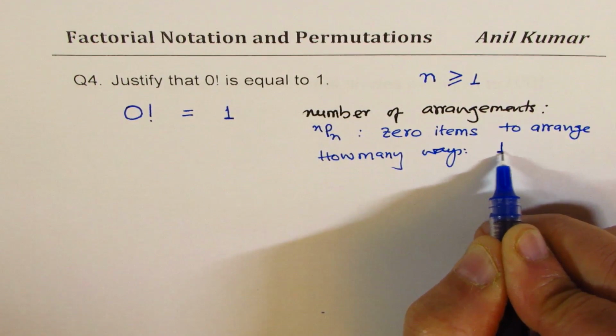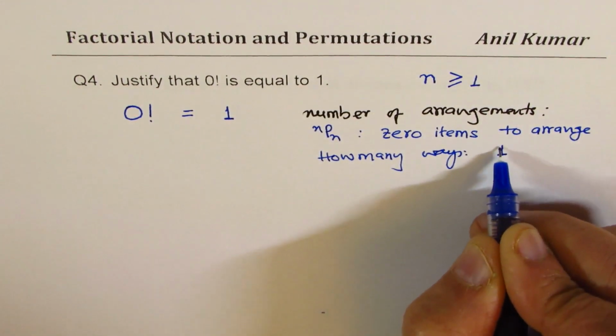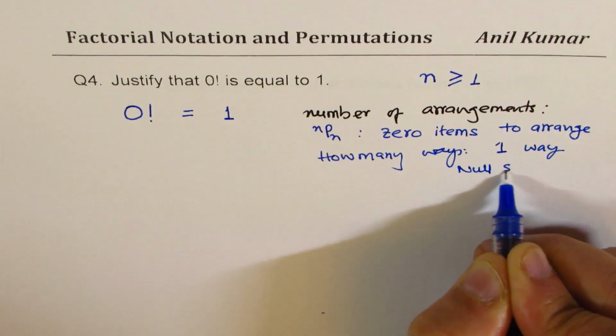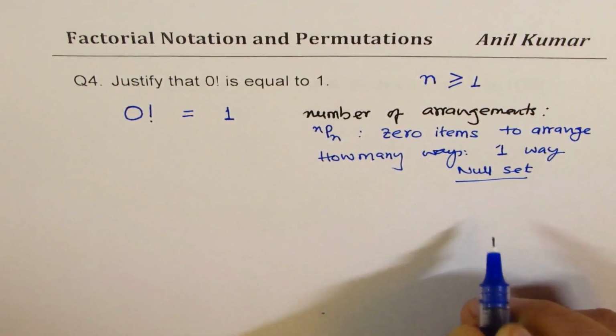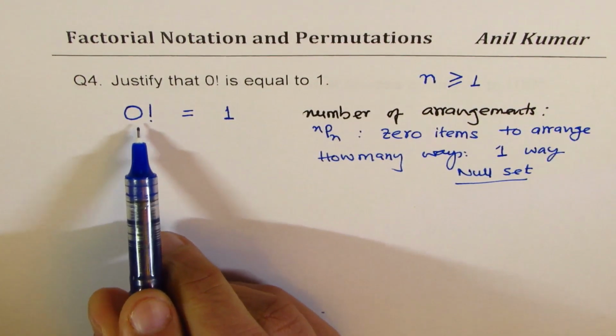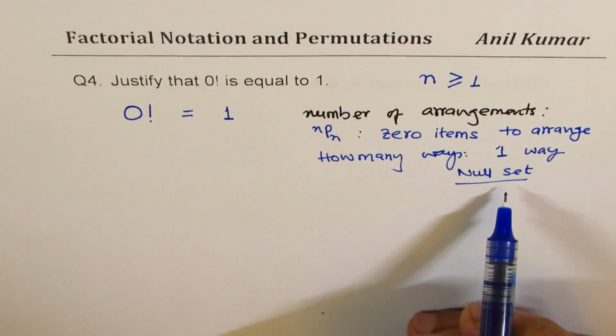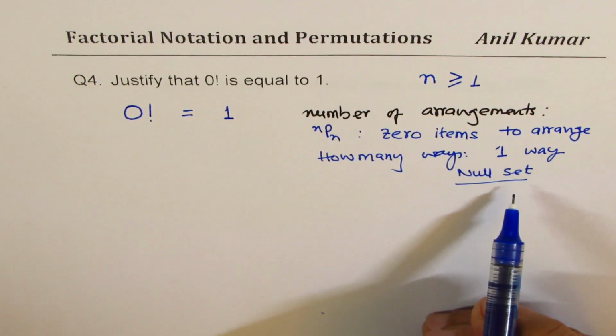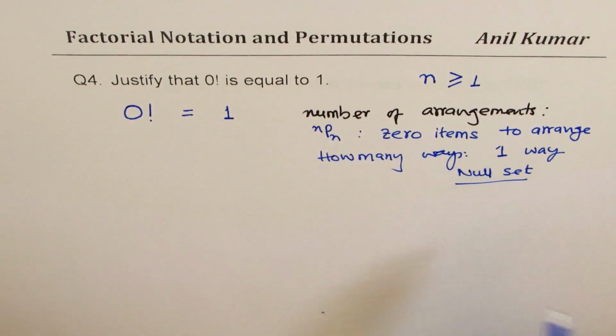Well, there is always one way, the null set, right? There's always one way, which we also call the null set at times. It's a very important concept. So 0 factorial has a lot of meaning, correct? That one way of arranging 0 items is a very, very useful concept. So this is from the concept point of view.